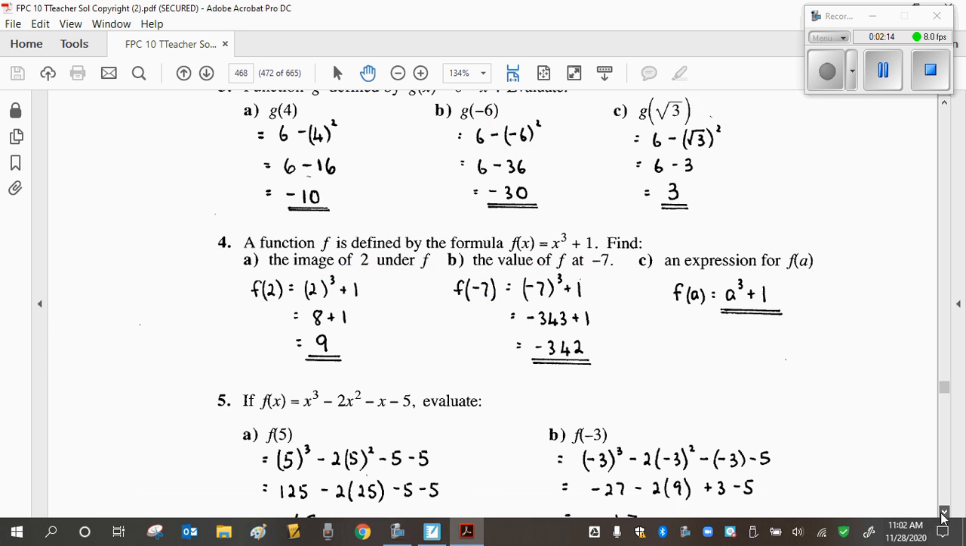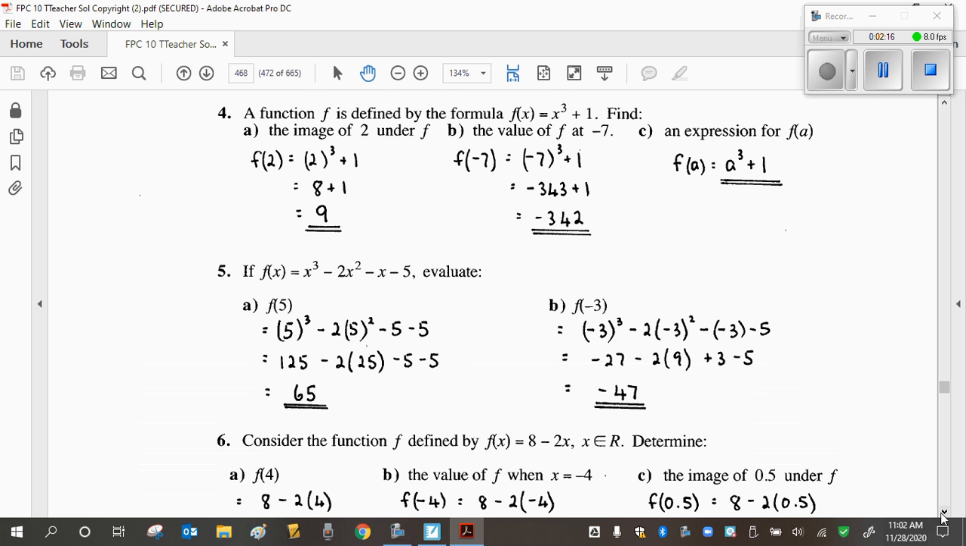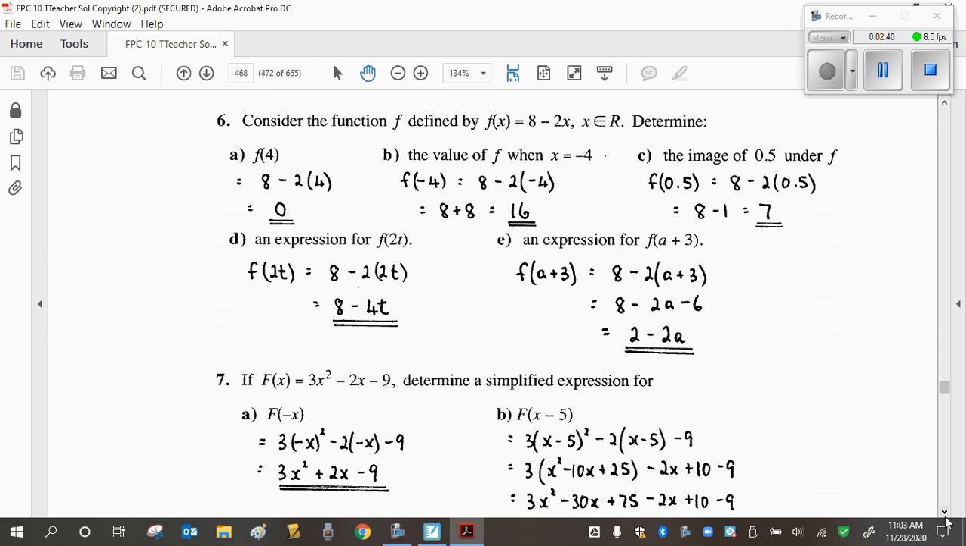Here's number 5. You had to do a, and again, I wouldn't even do this part. I would just plug this line in your calculator, and you'll get 65. Okay, we're now on page 37. And if you have any questions, just pause and ask me on Google Meet. Next page, there's number 6.